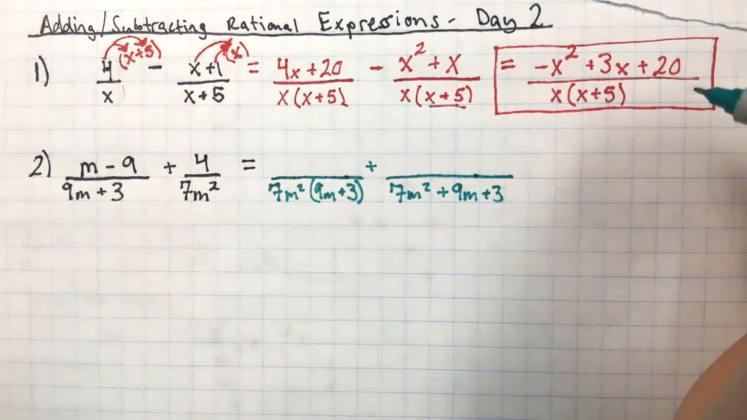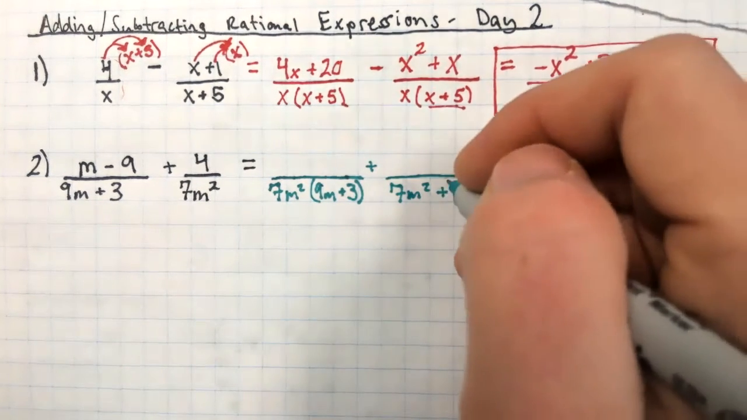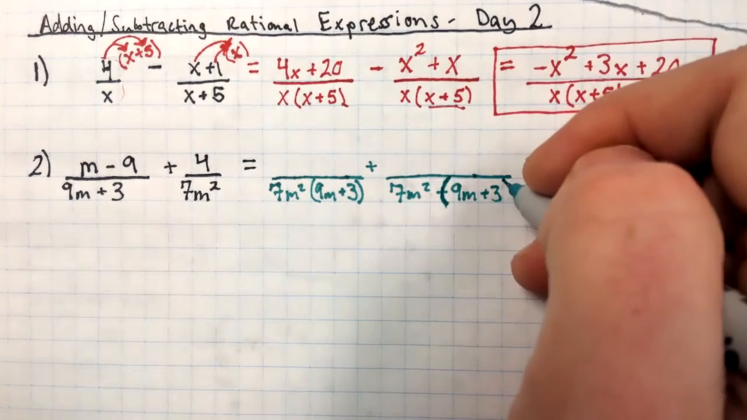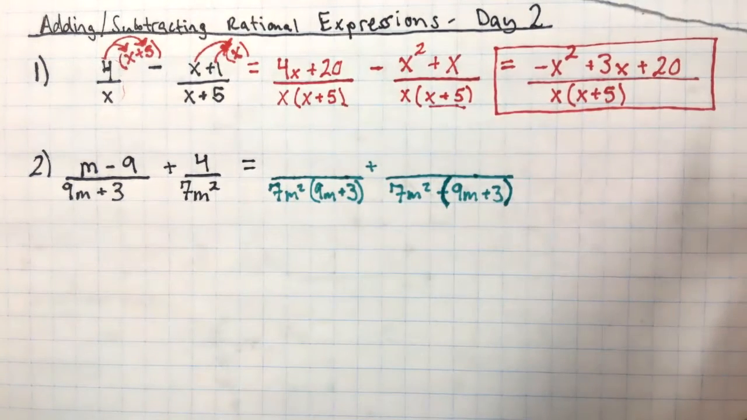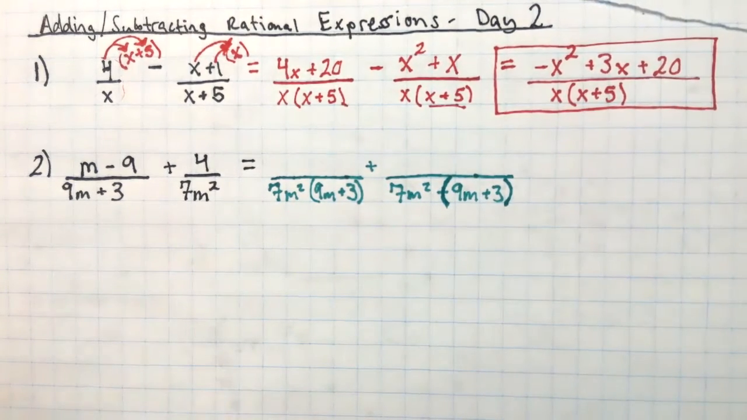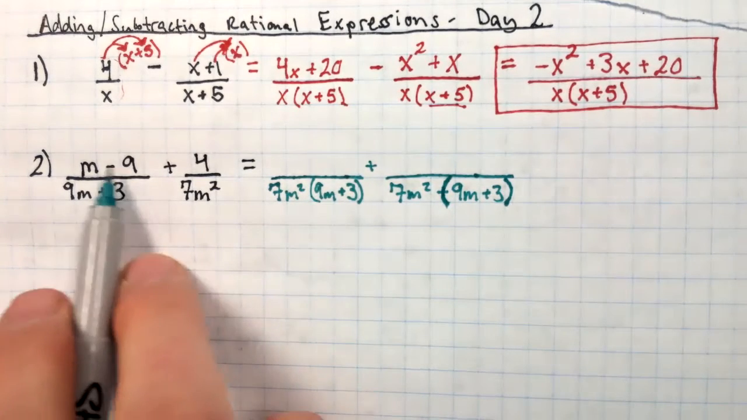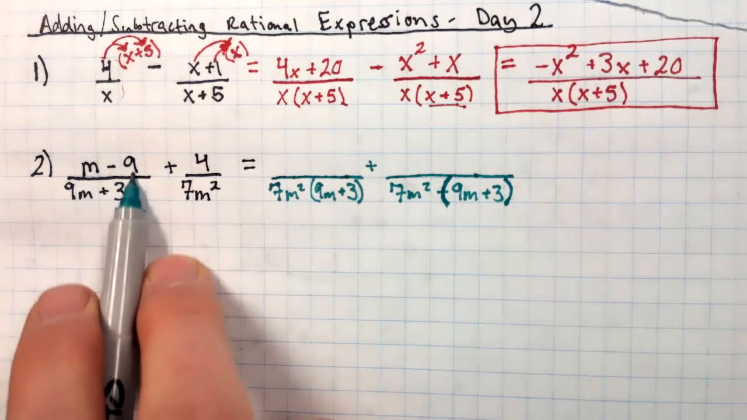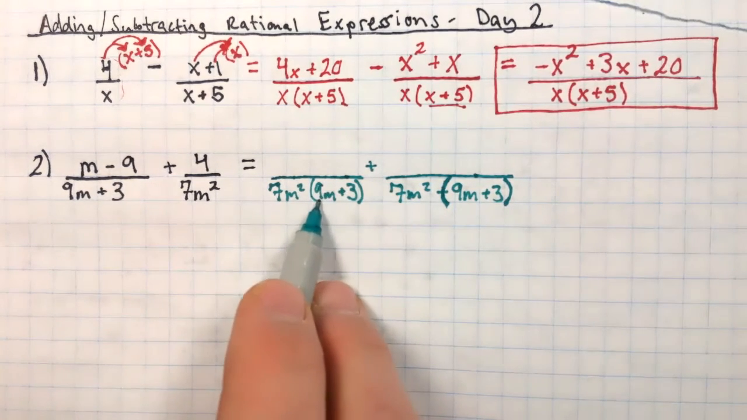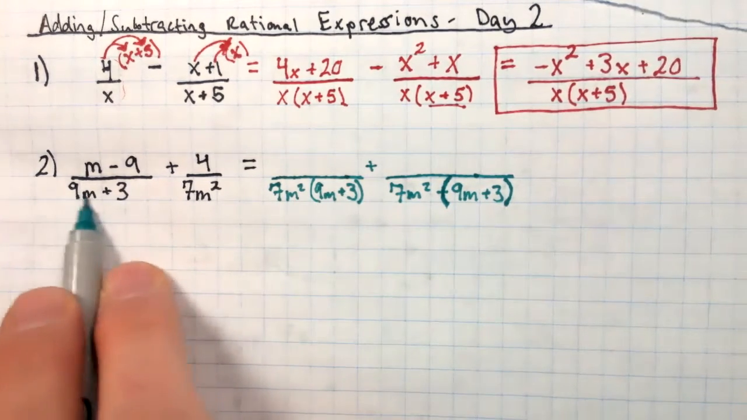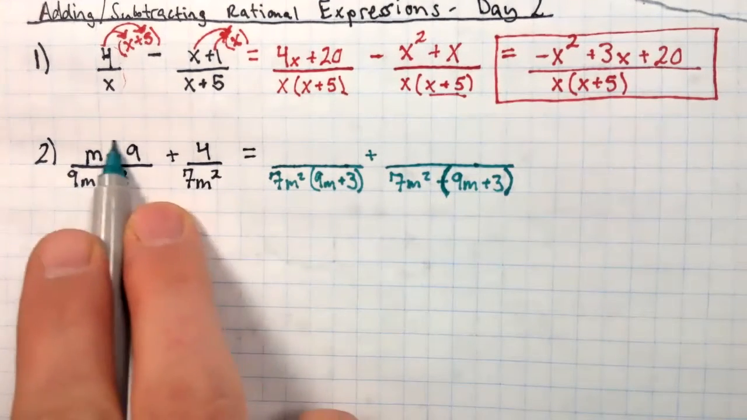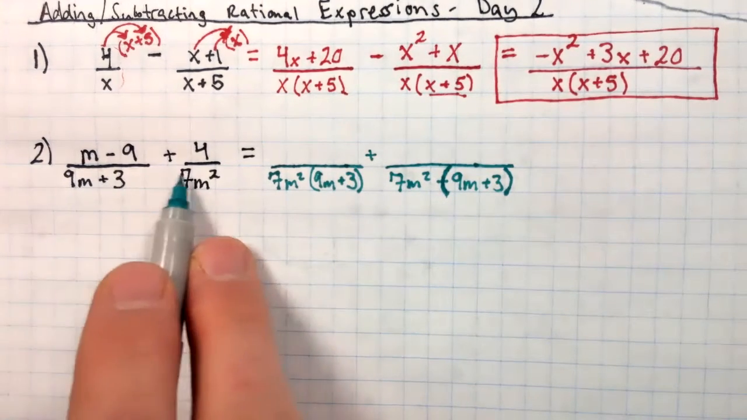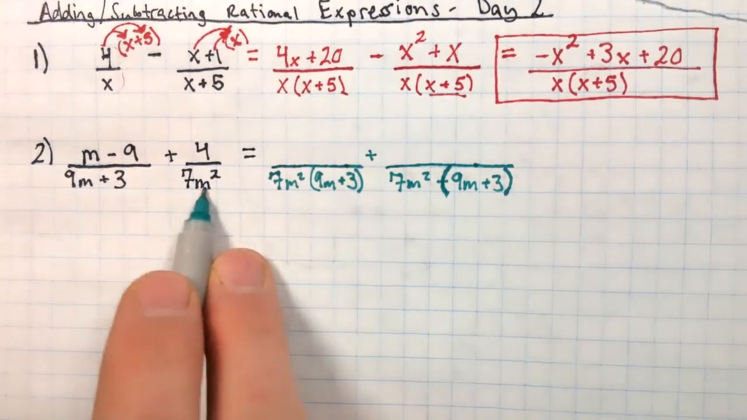All right. Why did I put plus 9m plus 3? I have no idea why I did that. It should be getting multiplied, right? So hey, let's start the multiplication process. Once again, our first fraction here. This first fraction already has the 9m plus 3. Once again, this fraction needs to get multiplied by this denominator.